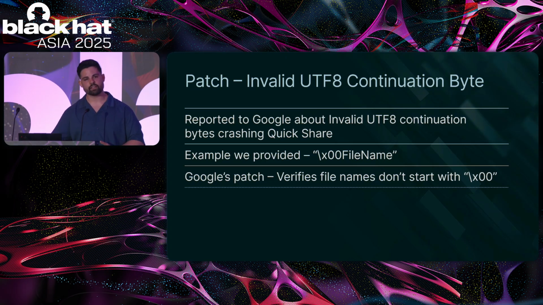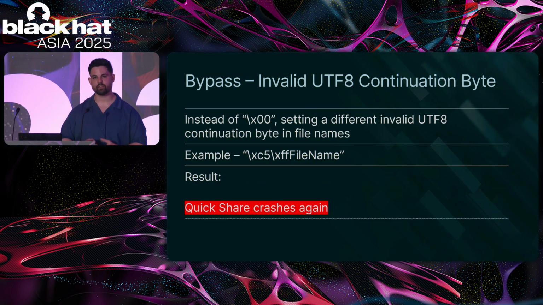Now, since we provided this example, Google's fix was to just verify that file names do not contain null terminators, even though we did elaborate on the root cause. So this was surprising, and of course, this was pretty obvious to bypass. All that we needed to do is to replace the null terminator with other invalid UTF-8 continuation bytes, which again resulted in QuickShell crashing. So we can again crash it remotely.